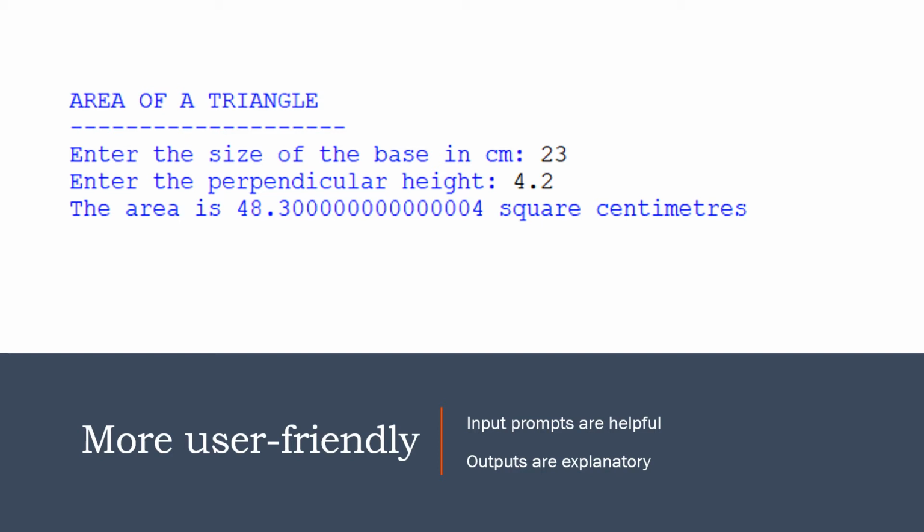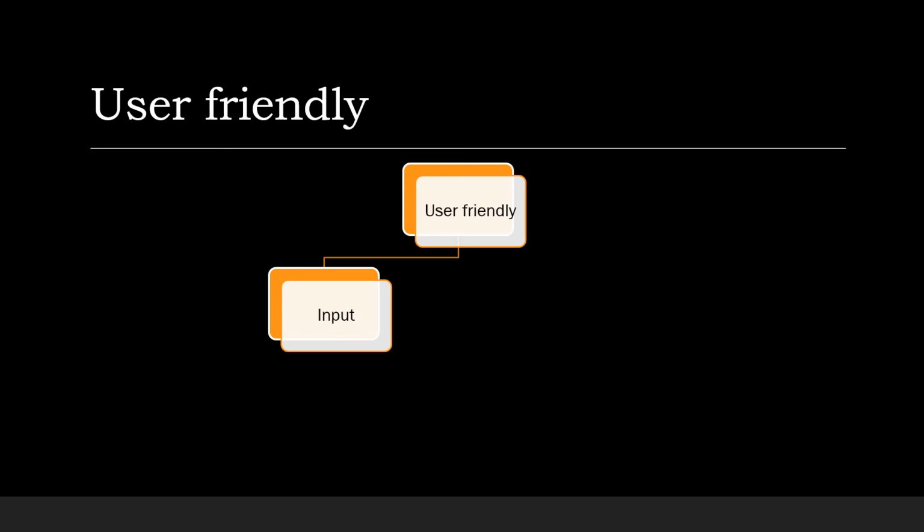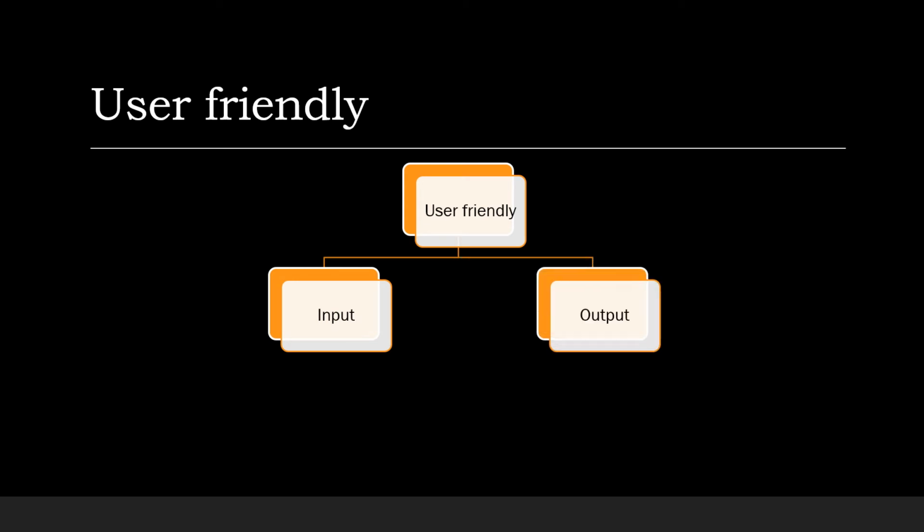The input prompts are helpful. They tell the user what to type in, and the outputs are explanatory. There's a message that explains what you are seeing. So what's user-friendly? It means that the inputs are well designed and the outputs are well designed.